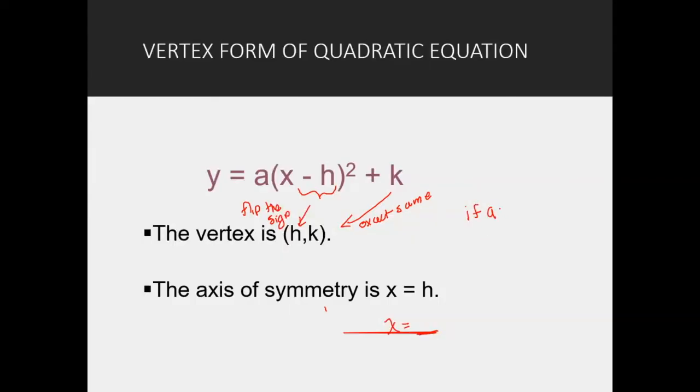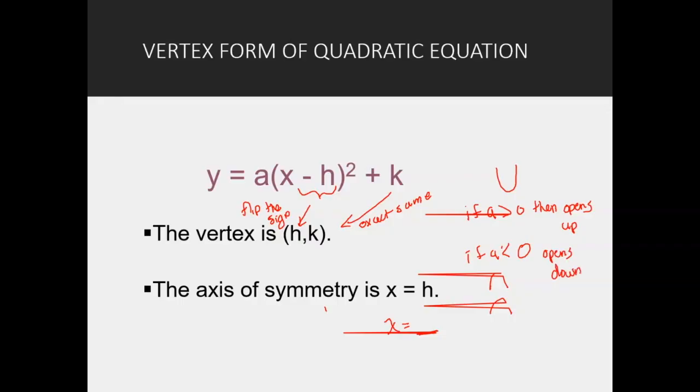So if a is greater than 0, then it opens upwards, because when positive things happen, I smile. But if a is less than 0, in other words a negative number, when negative things happen, I frown. So this then opens downward. So when negative things happen, I frown, which is why I get that opening downward.